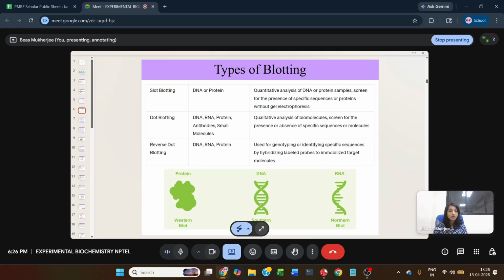Now we have slot blotting. This is for protein and DNA quantification. It is a quantitative analysis of DNA or protein samples, screening for the presence of specific sequences or proteins without gel electrophoresis. Then you have reverse dot blot for DNA, RNA and protein, used for genotyping or identification of specific sequences by hybridizing labeled probes to immobilized target molecules.